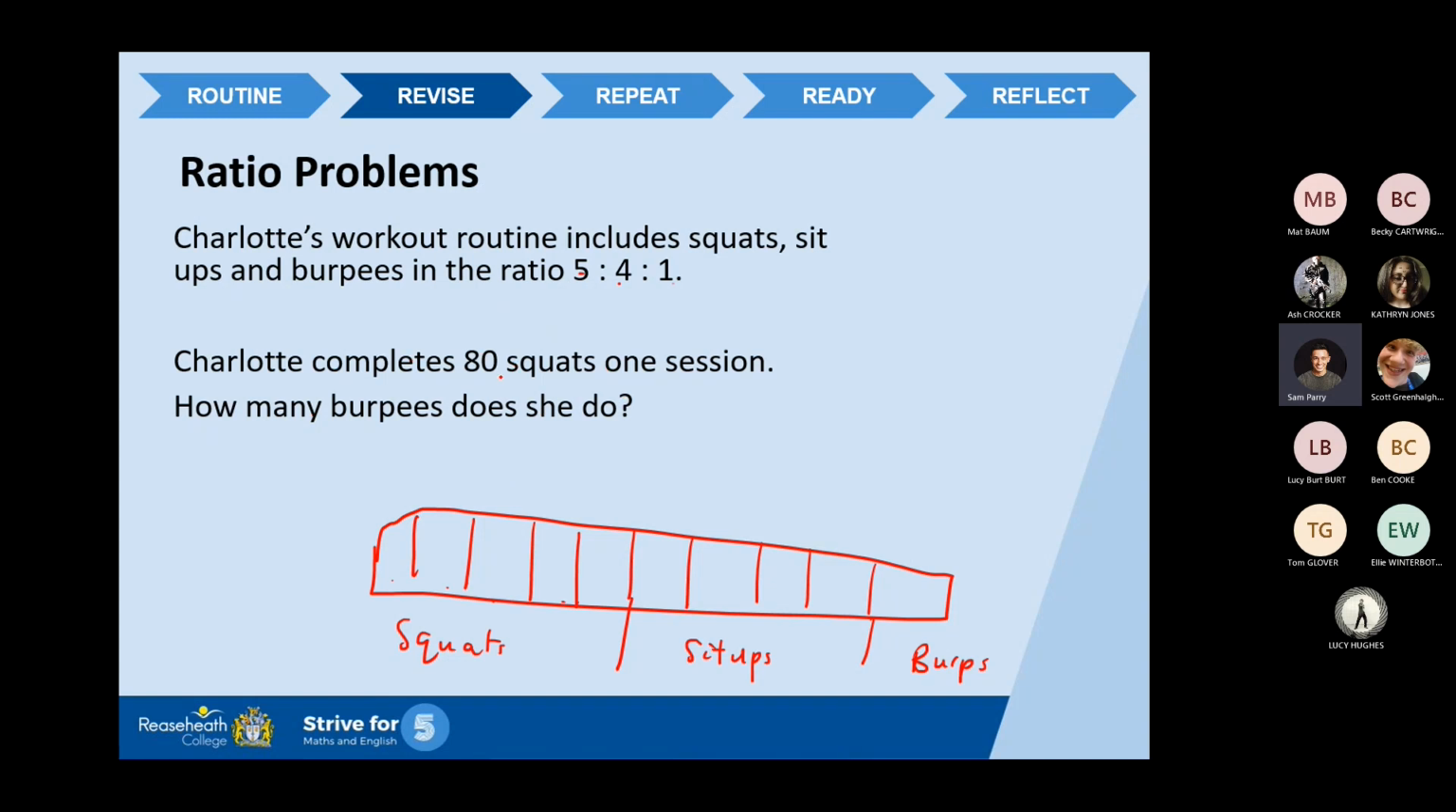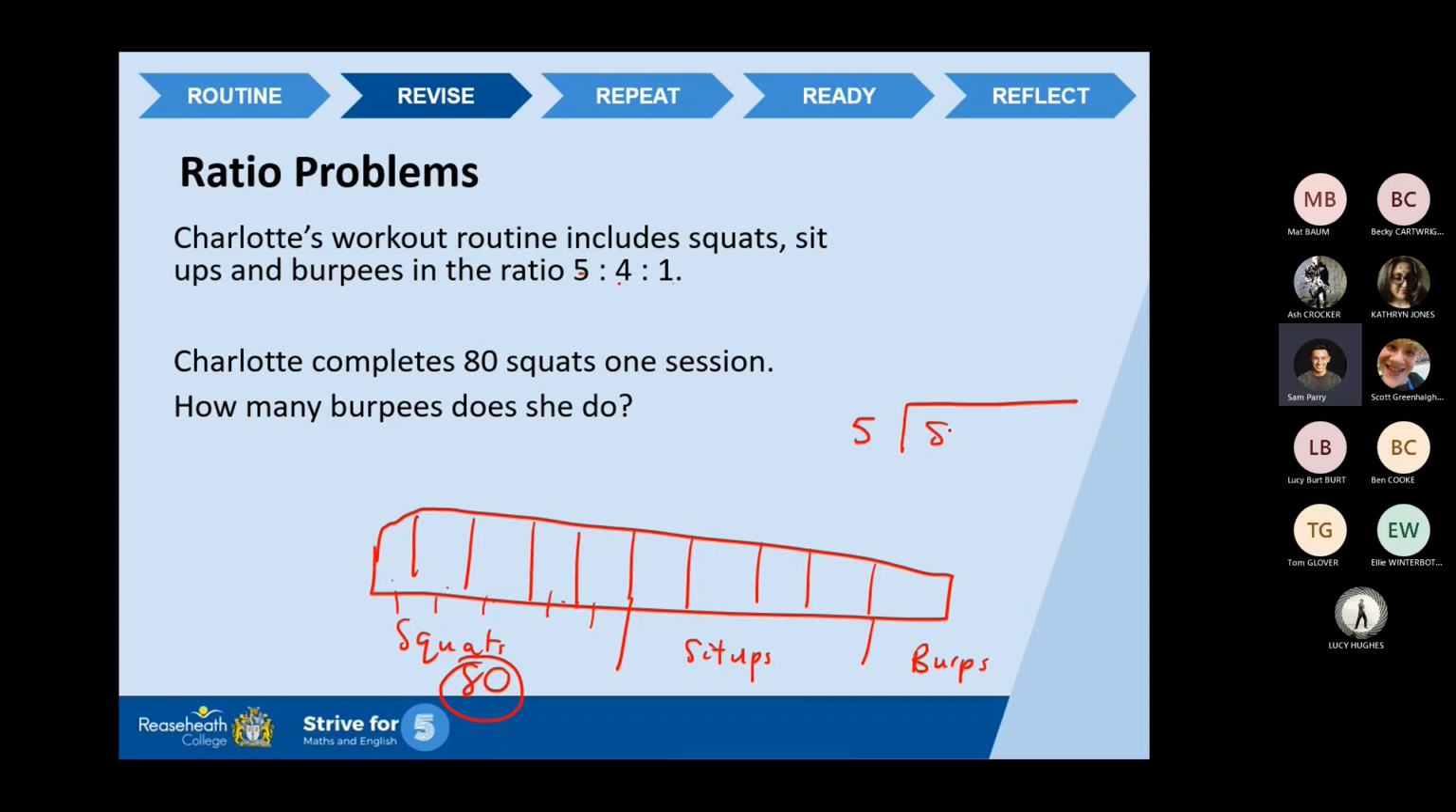What's important? What numbers do I need to put where? Charlotte completes 80 squats in one session. How many burpees did she do? So squats is here, represented by the number 80. I need to divide that by 1, 2, 3, 4, 5. So I need to do 80 divided by 5. Now, remember, this is a non-calculator paper, so if you need to, whack out the bus stop method.